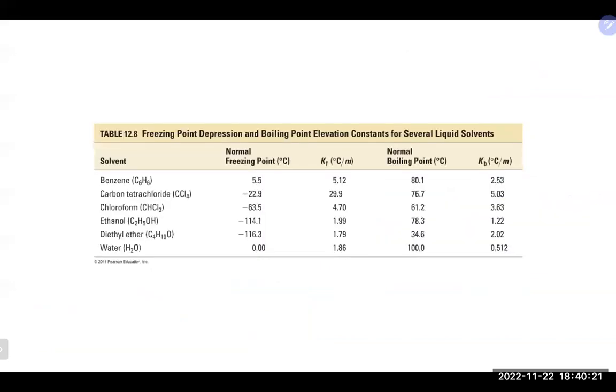Here is a table of both the Kf and the Kb values. And as you can see here, it's a list of different solvents. And the important thing, obviously, is a couple of things. Although a lot of what we will deal with will be water, which, as we know, the freezing point is 0 degrees Celsius, and the boiling point is 100 degrees Celsius for water.